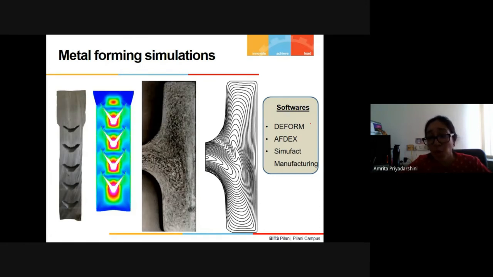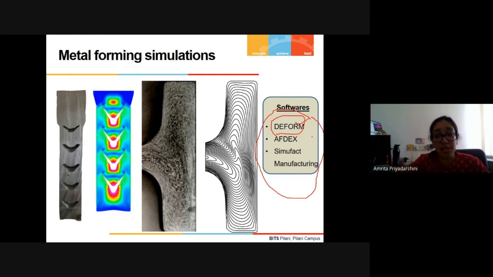So these are some of the softwares I just wanted to show you. Deform is a very popular software, mainly for forming, bulk deformation. Apart from that, we have Abaqus and Simufact, but Deform is very popular and quite easy to use also, because it is completely dedicated to forming operations.